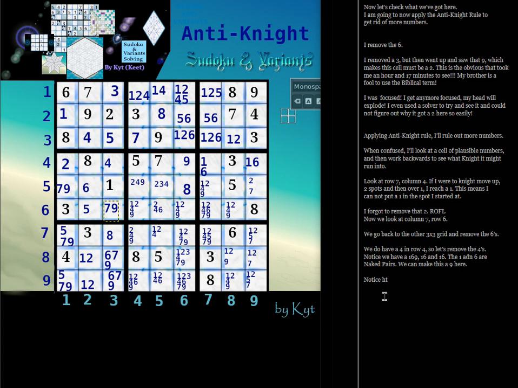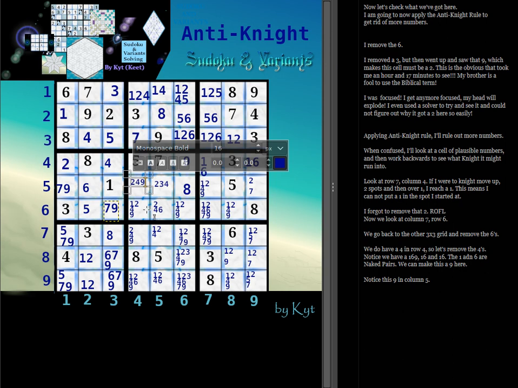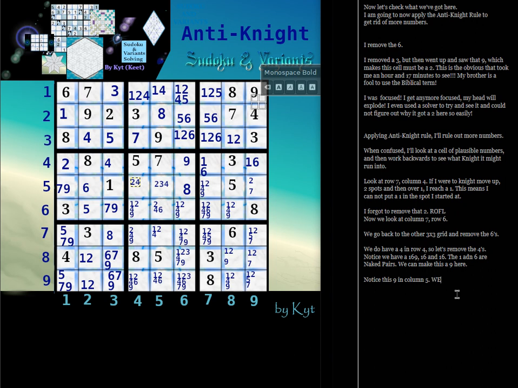Notice this. There's a 9 in column 5. We cannot have a 9 here.